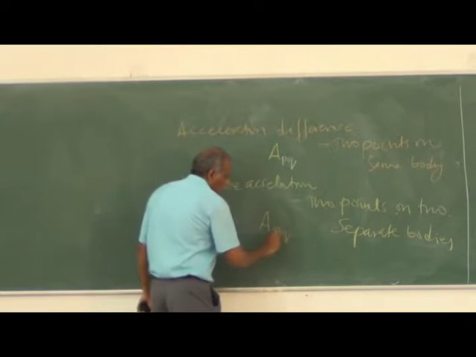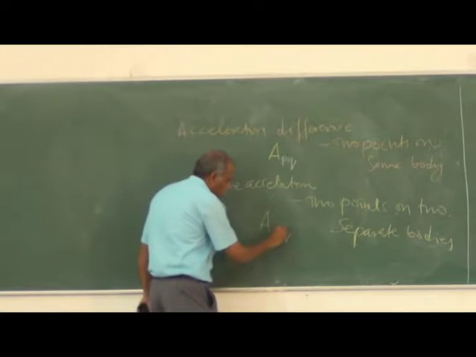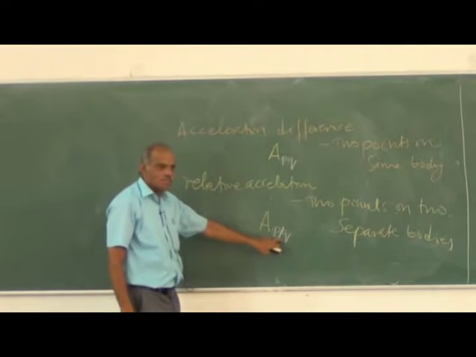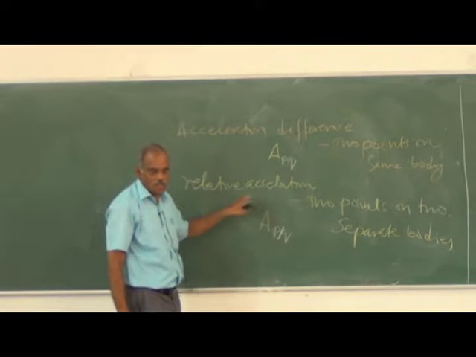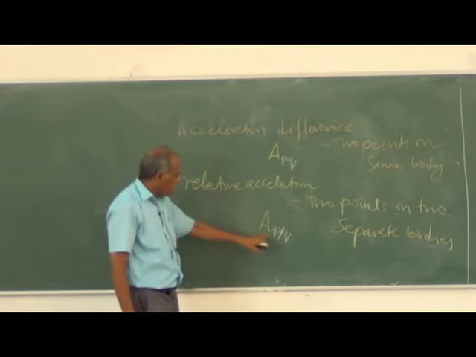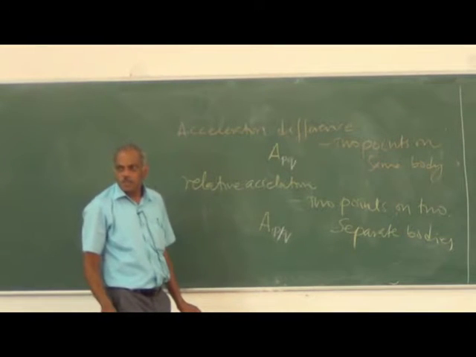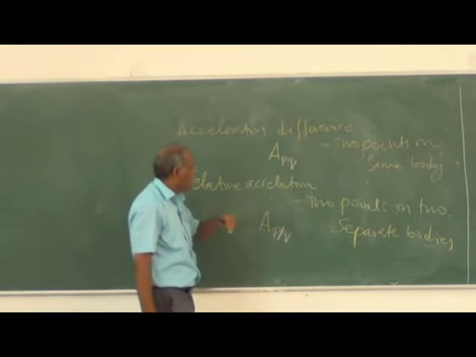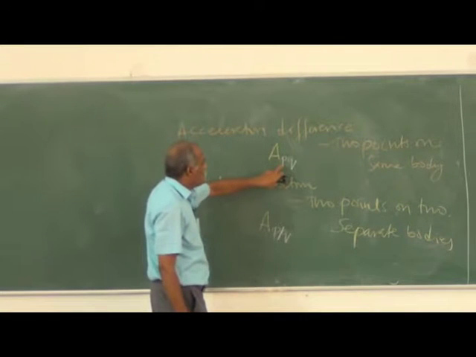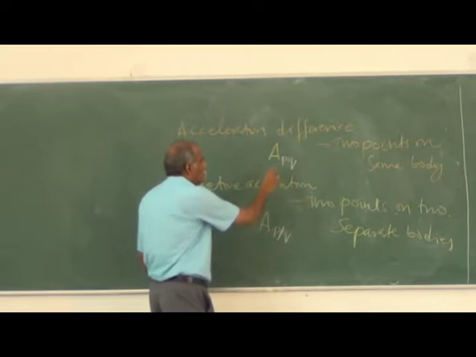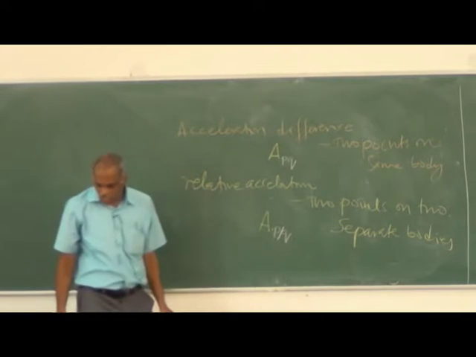Then this is also acceleration of P with respect to Q, but there is a divider, meaning that this particular notation represents relative acceleration, where P and Q are in two different, separate bodies. Whereas if I mention PQ, then it is the acceleration difference. P and Q are in the same body.